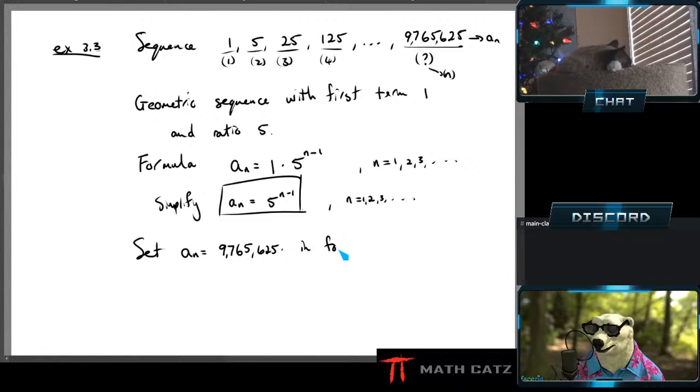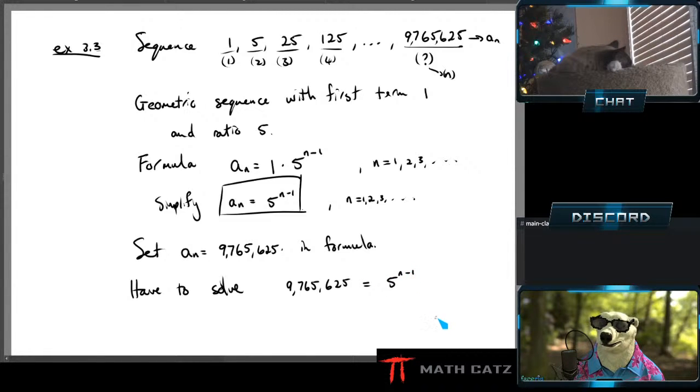In my formula. That's what we did last time, right? Same thing, doing the same thing. It's just a different formula because it's a different sequence. So now we have to solve this equation: x to 5 equals 5 to the power of n minus 1. That's our equation we have to solve.